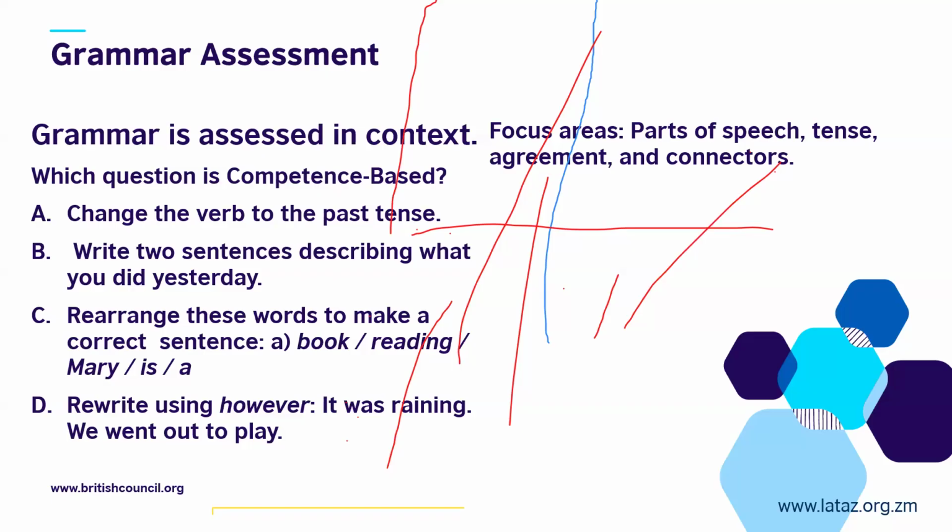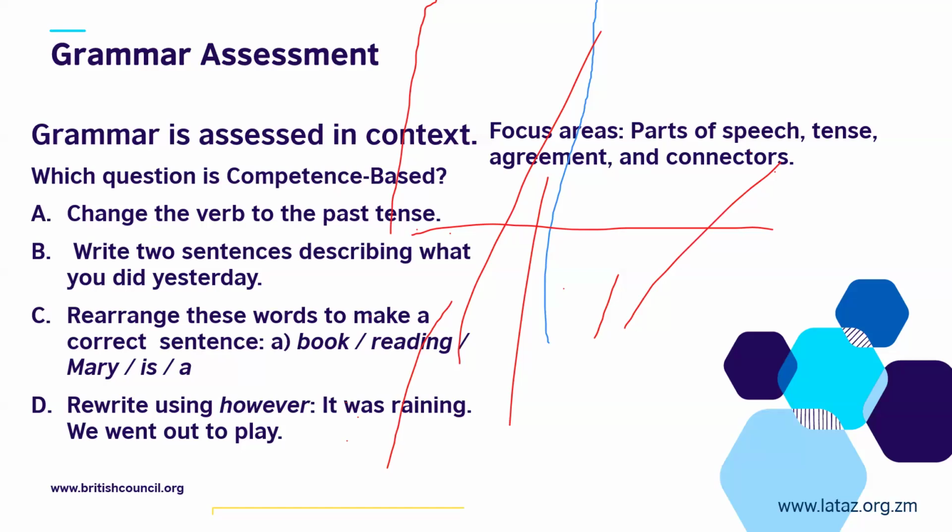So I'm saying change the verb to the past tense, write 2 sentences describing what you did yesterday. Okay, now you want people to use the past tense. Rearrange these words to make a correct sentence: book, reading, Mary is a. Rewrite using however: it was raining, we went out to play. Focus areas: parts of speech, tense, agreement, and connectors. So here basically we want learners to bring out these skills.